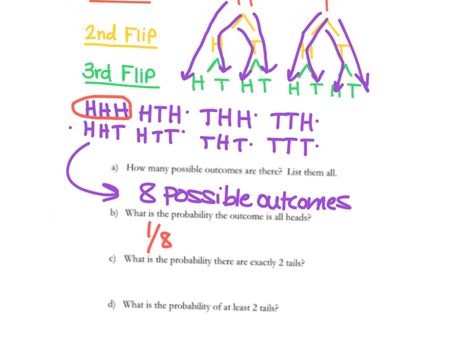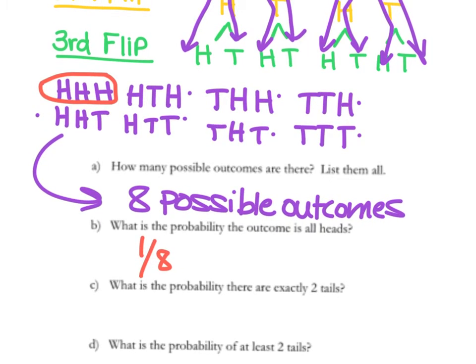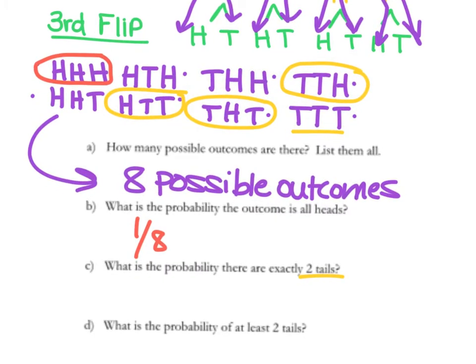Okay, what's the probability that there are exactly 2 heads? Well, let's see. Exactly, oh, I'm sorry, I read that wrong. 2 tails. Okay, exactly 2 tails. Here's one that has exactly 2. This one has exactly 2. And this one. Now, this last one, it has 2, but not exactly 2. It has more than 2. So the ones that have exactly 2, there's 3 of them. So 3 out of 8 is my probability.